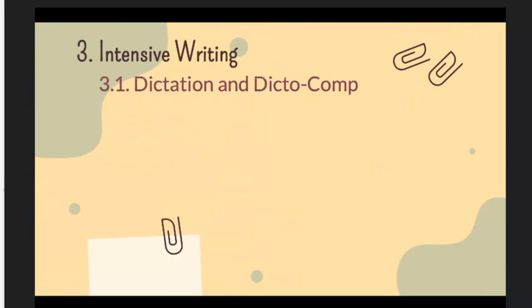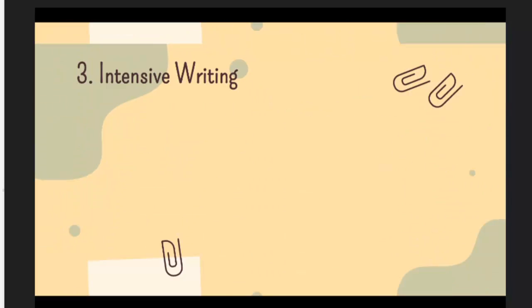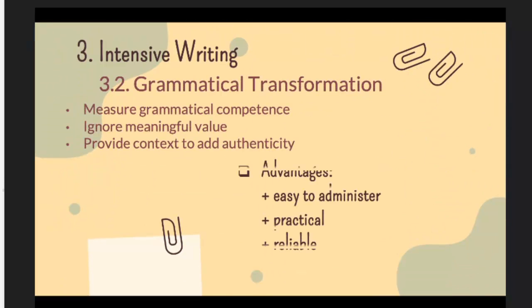So there are some techniques for you guys to test this. Dictation, like I've told you before, and dictocomp. In this one, you will read a whole paragraph instead of just a short sentence. You can repeat it if you want. And you ask the student to rewrite the whole paragraph. To make it easier, you can give them a handout with keywords in sequence. While listening, the student will try to internalize all the contents and then use the keywords that you give them in the handout as cues to recreate the whole story. Yeah, that's dictocomp.